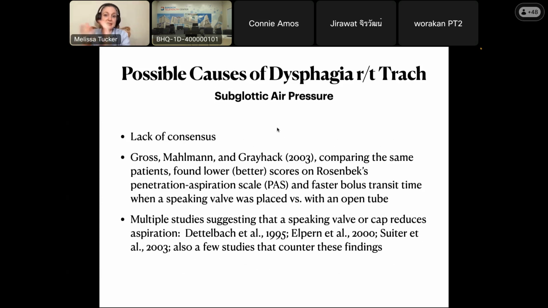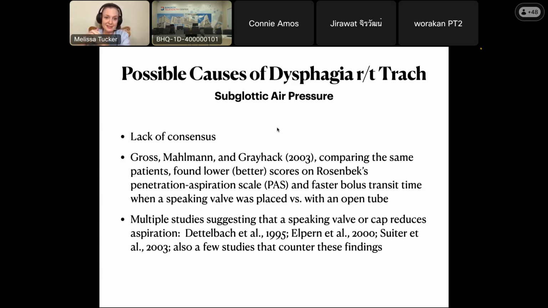A second possible cause of dysphagia related to tracheostomy is lack of subglottic air pressure. Again, there's some lack of consensus on this topic. Gross and colleagues in 2003 compared the same patients with a speaking valve versus an open tracheostomy tube. I'll talk about the speaking valve more in a minute. I'm not sure if you all are using these in your practice. The brand that we use most commonly here is the Passy-Muir valve.